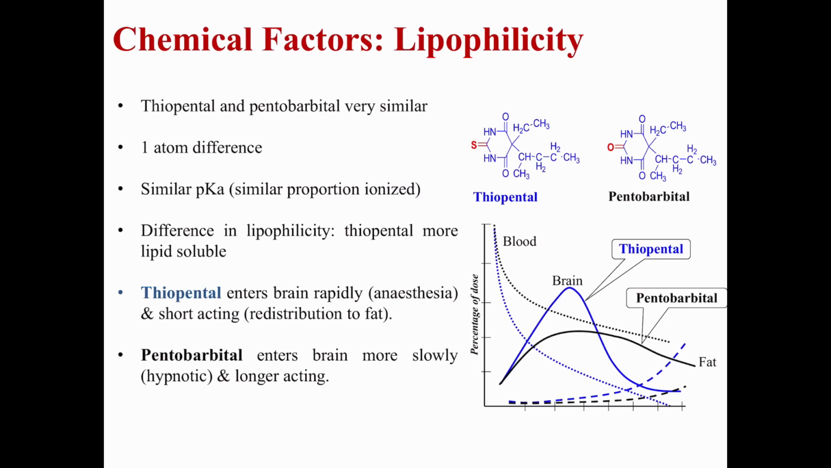This has a physiological consequence, as is indicated by the graph on the bottom right. This graph shows the concentrations of both compounds in 3 different tissues over time: the blood, the brain, and body fat. As can be seen, thiopental enters the brain rapidly, giving anesthesia, and is short-acting as it gets redistributed to fat. On the other hand, pentobarbital enters the brain more slowly, giving a hypnotic effect, and is retained more, meaning it is longer acting.